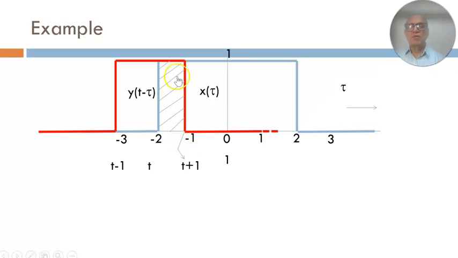So now what about the product? Note that during the overlap, x(tau) has a value of 1 and y(t minus tau) also has a value of 1. So the product expression is 1 into 1, which is simply 1, and that will be multiplied by the width. You just have to calculate the width by subtracting minus 2 from t plus 1. So you will get your expression.